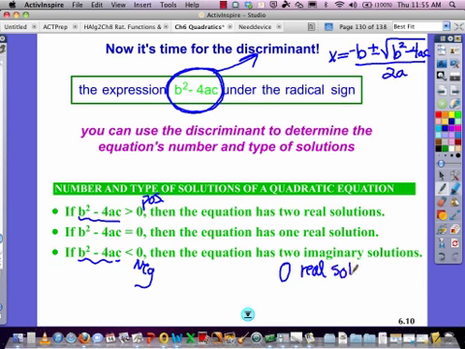So you're just going to have to watch how the question's worded. How many solutions? Well, if it says how many solutions, you could say 2 imaginary solutions. If it says how many real solutions, you would have to say 0. So it really goes in descending order here. 2 real solutions, 1 real solution, 0 real solutions, because those solutions are actually imaginary.